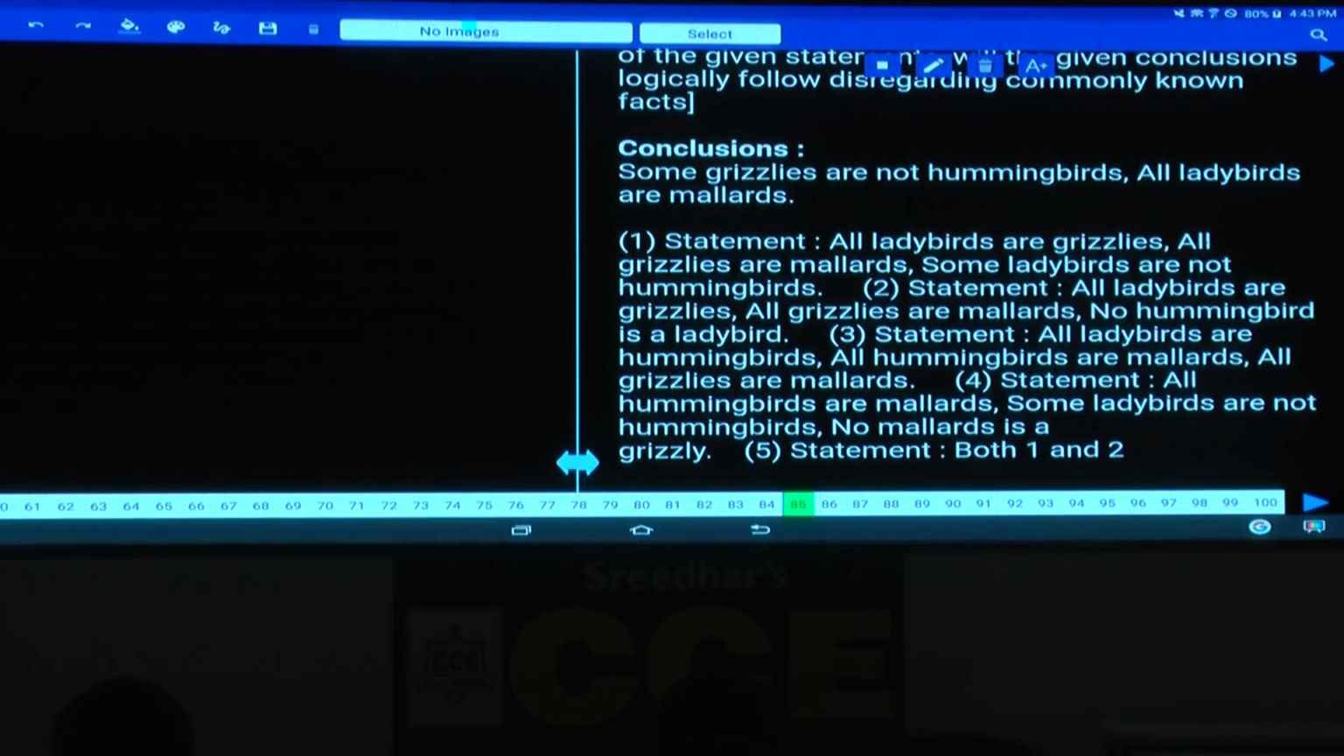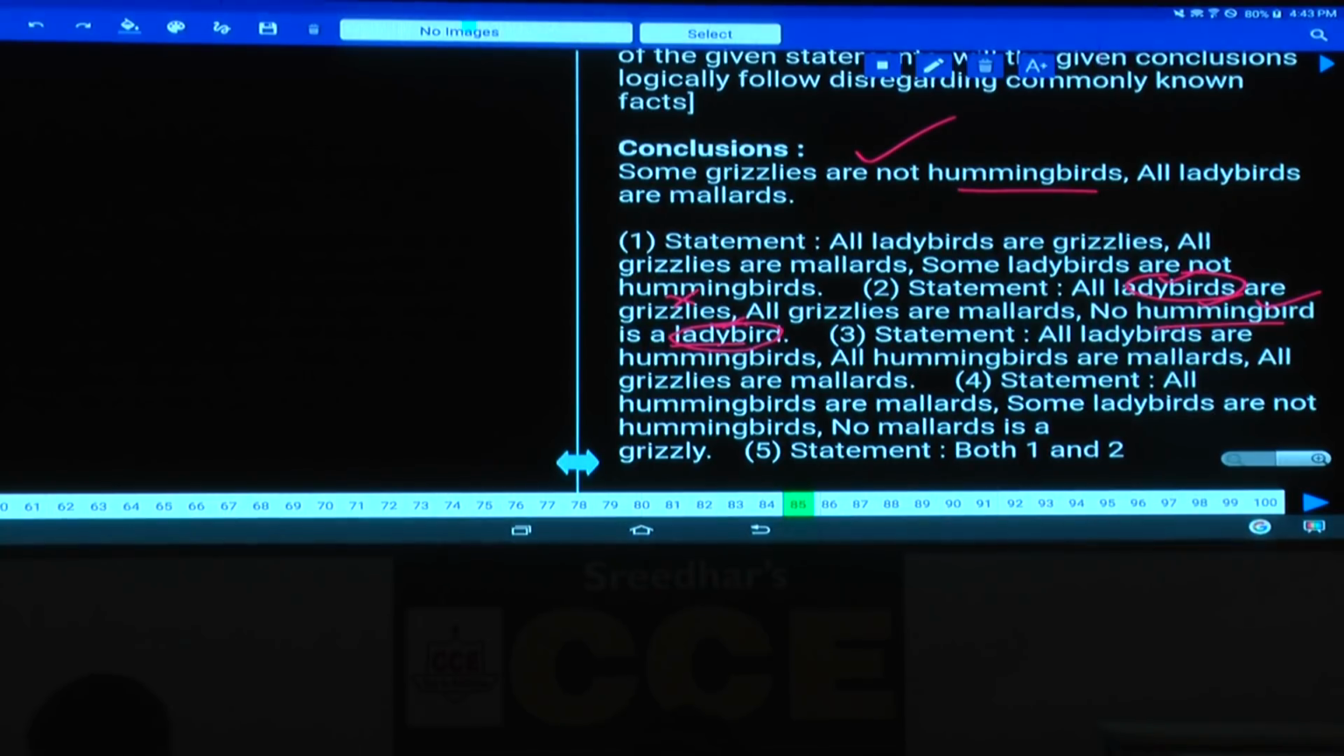Then coming to the second one. No hummingbird is a ladybird. Hummingbird should be there, ladybird should go, and grizzle should come. Now, the relation between ladybird and grizzle is given in the first statement. With the first and the third statement, I can derive the first conclusion, isn't it? Ladybird and grizzle is false, and in the third one, hummingbird is true and ladybird is true. What is the middle term here? Ladybird is the middle term. The middle term is distributed. The conclusion is between grizzle and hummingbird. Hence, some grizzles are not hummingbirds, definitely true.